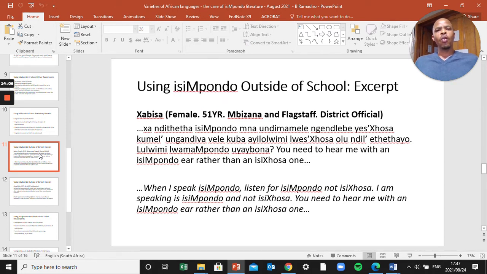So on the use of isiMpondo outside of school, this is what Clarissa, for example, said. And she said this in quite an exasperated manner. She says, when I speak isiMpondo, listen for isiMpondo. Don't listen for isiXhosa. I am speaking isiMpondo, not isiXhosa. You need to hear me with an isiMpondo ear rather than an isiXhosa one.